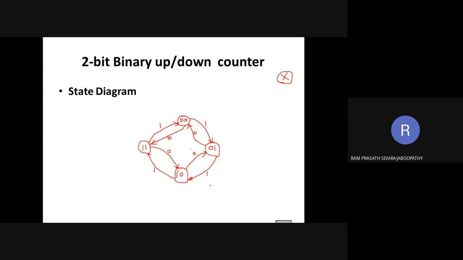When the present state is 0 0 and I give input 1, the next state changes to 0 1, it increments. Again from there, if I give 1, it goes to 1 0. What happens when you change the input to 0? At any point of time it will work as a down counter. The count will decrement. Is it clear for everyone? Any doubts?